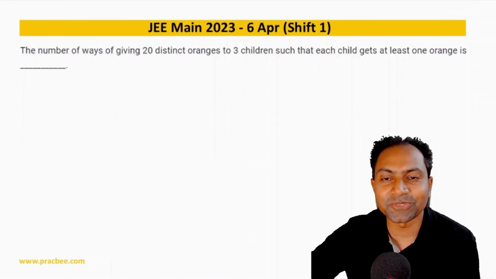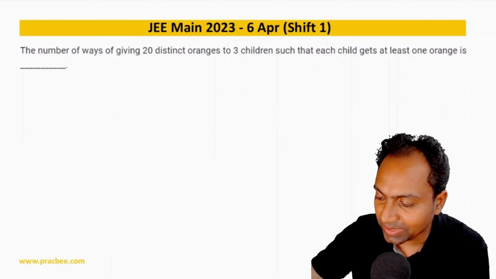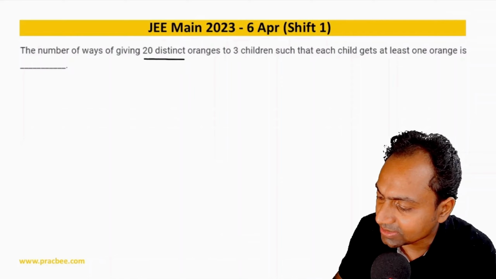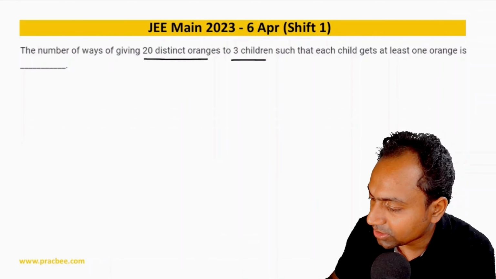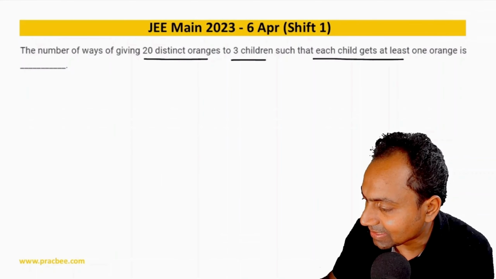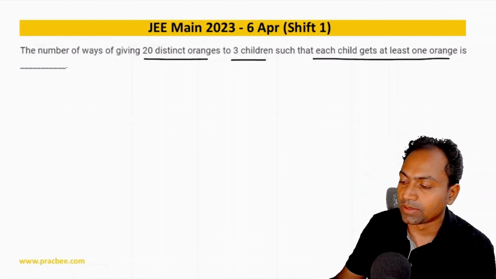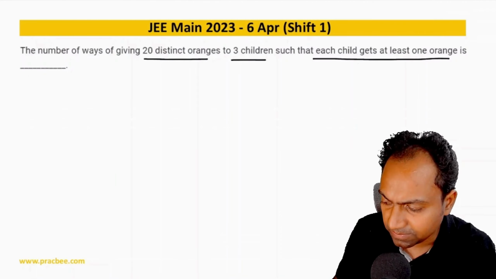Now let us look into this first question that was asked in 2023. This question talks about 20 distinct oranges being given to 3 children such that each child gets at least 1 orange. So we are going to use the method of destruction.